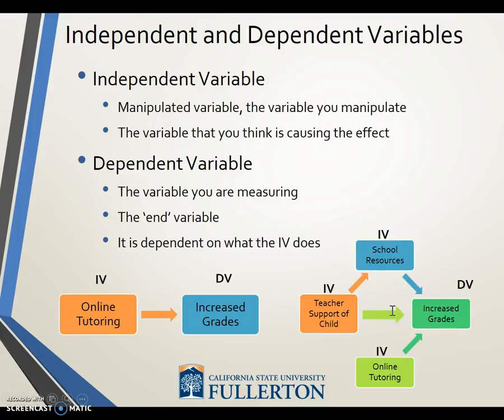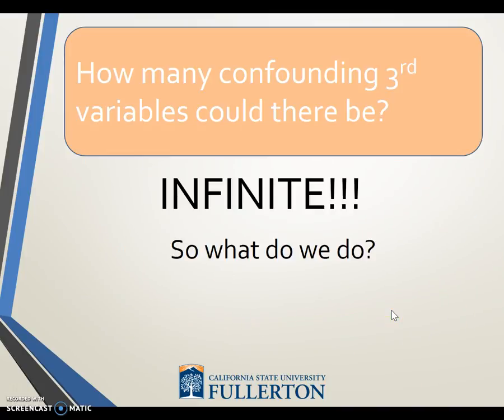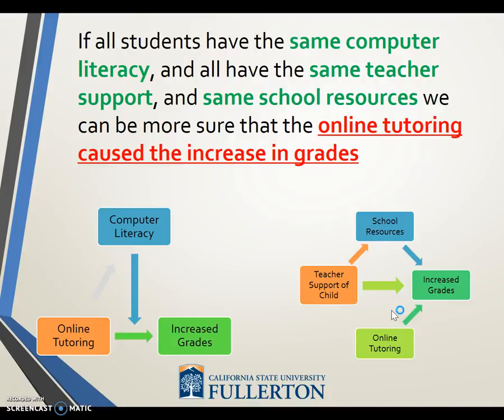All right, and so one other way to do that, rather than actually hold them constant statistically like that, is through randomization, like we talked about. So if you are assigning people to groups randomly, so if you're assigning people to the online tutoring and the no tutoring condition, and people have different levels of school resources and teacher supports, those differences should be randomly distributed and cancel each other out or negate each other.